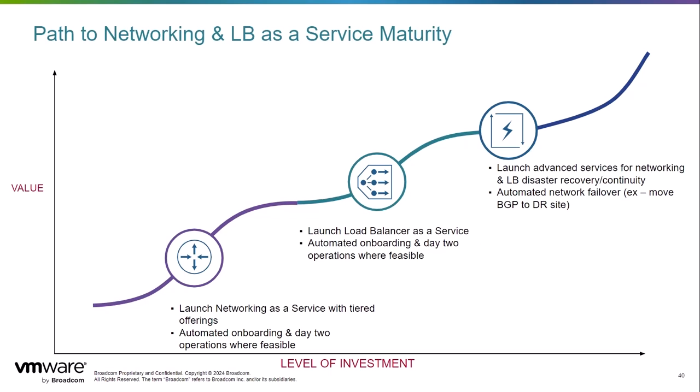Perhaps your next step could be to launch load balancer as a service, which could also be a tiered offering where you manage basic LB functionality with a silver service and manage higher level services such as WAF with a higher tiered offering. Again, you would likely want to try to launch with automated onboarding and day two operations where feasible. And then the next step could be to launch advanced services for networking and LB disaster recovery to include items such as automated network failover for BGP, perhaps keeping network objects in sync between sites with automation, or building some custom workflows for advanced options that can be published as service items in VCD.